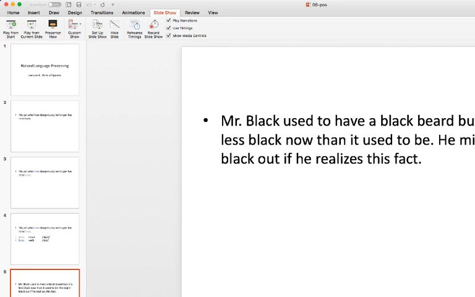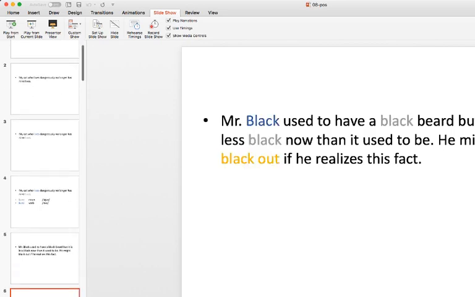This is a fundamental problem of NLP. This is the problem of part of speech disambiguation. Figuring out, given a particular word and its context, what the part of speech of this word is.